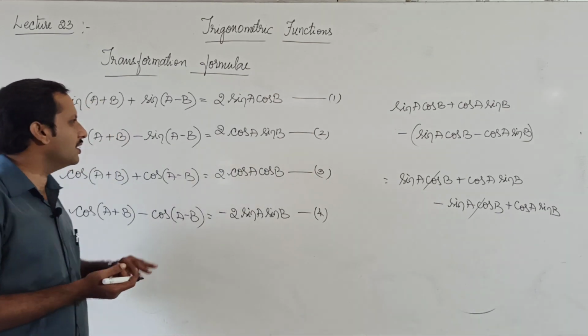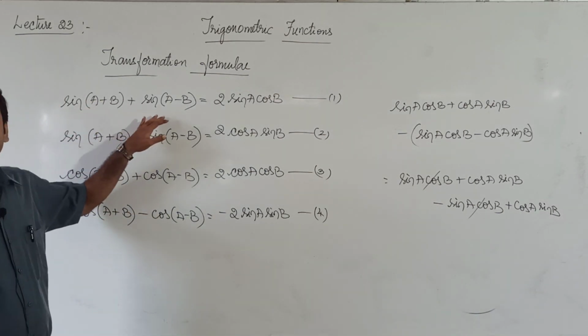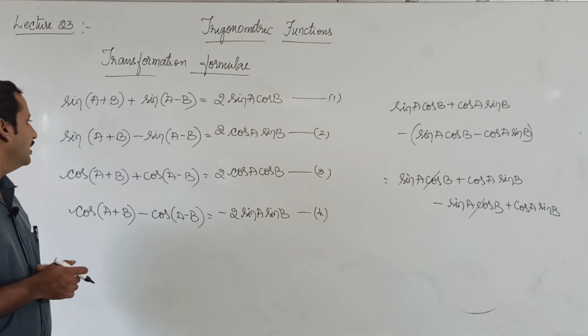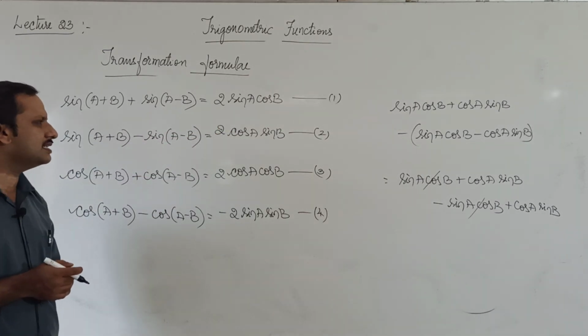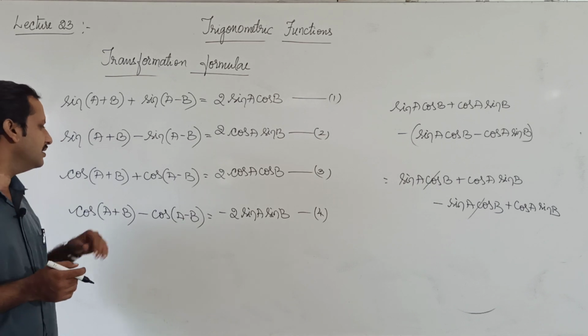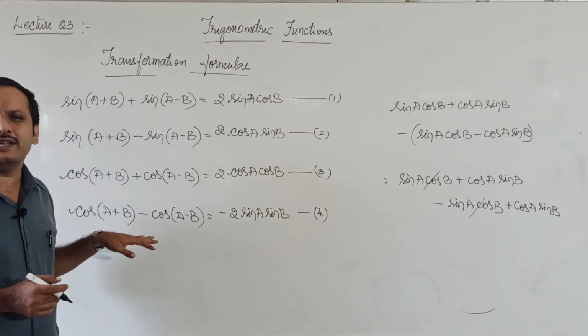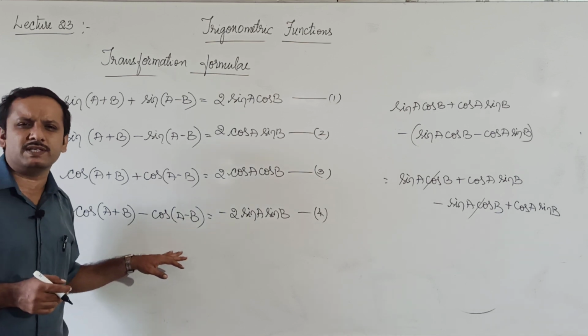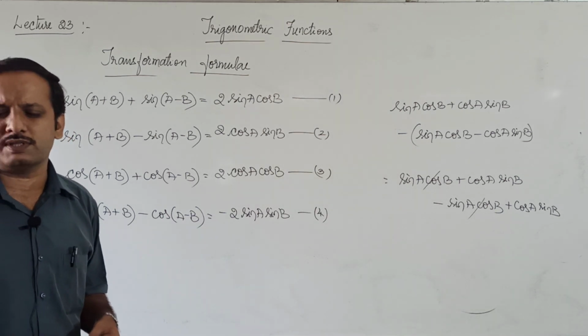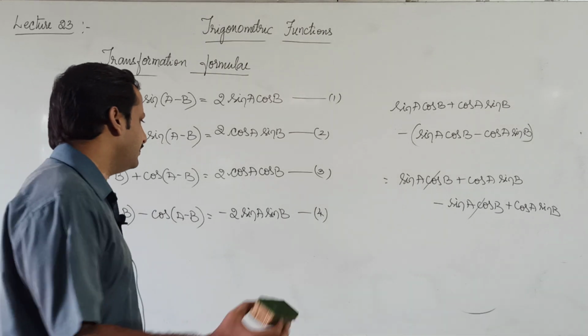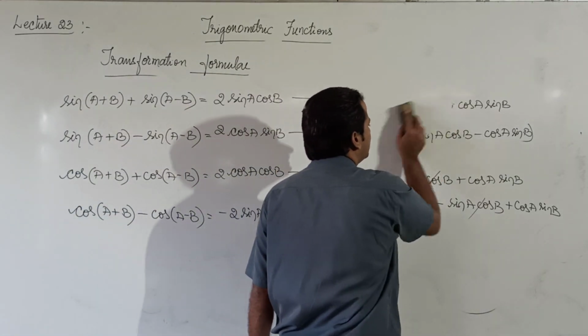Okay, so we got sin(a+b) + sin(a-b) is equal to 2 sin a cos b, and sin(a+b) - sin(a-b) is equal to 2 cos a sin b. cos(a+b) + cos(a-b) is equal to 2 cos a cos b, and finally cos(a+b) - cos(a-b) is equal to minus 2 sin a sin b.